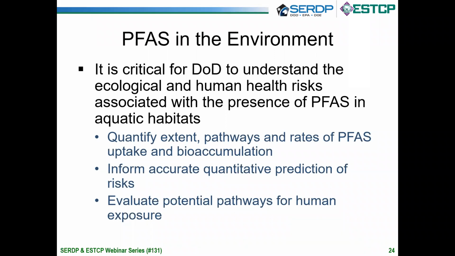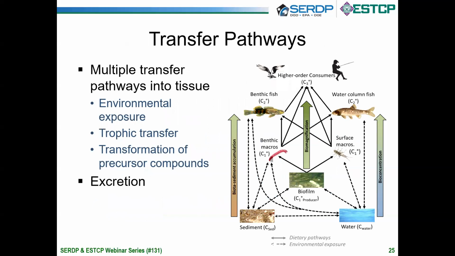In short, we know that the relative distribution of PFAS in both abiotic media and associated biota depends on a multitude of factors, including transfer pathways to tissues, compound-specific chemical attributes, environmental conditions, and much, much more. So to dig into these a little further, I'll start with an overview of transfer pathways. There are multiple pathways by which environmental contaminants, including PFAS, transfer from the environment into the tissues of aquatic organisms. The first is environmental exposure, meaning the incorporation of PFAS through skin or respiratory contact. And this is quantified through bioconcentration and bioaccumulation figures as illustrated here on the right.